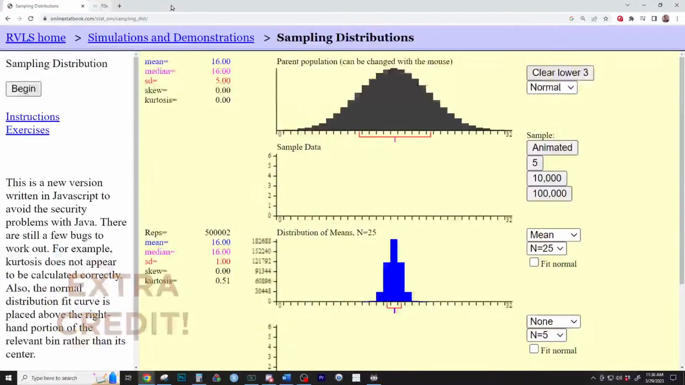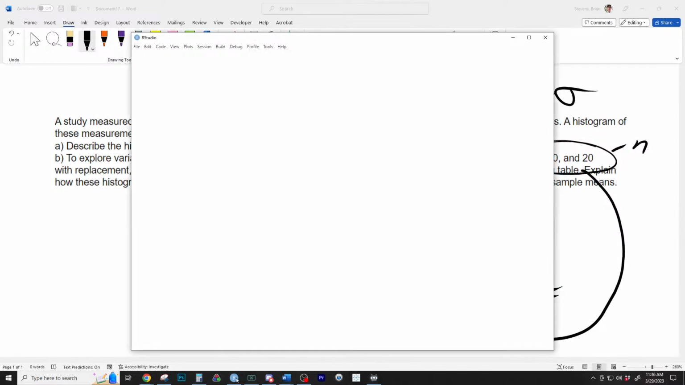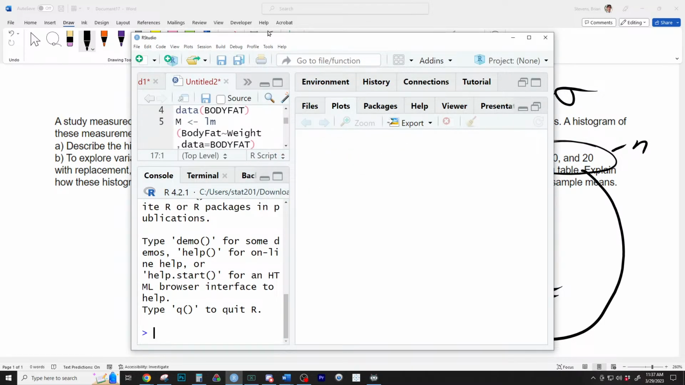So, I don't want to download the new R. Just want R to open up. Let me do don't update. Remind me later. Ignore. I should hit ignore update.